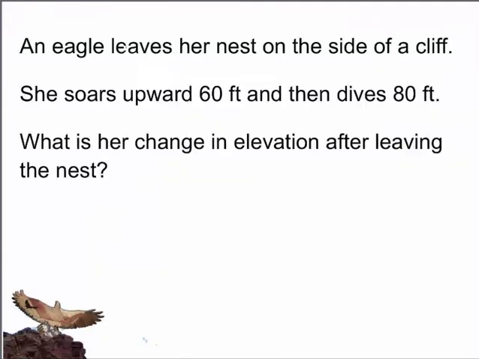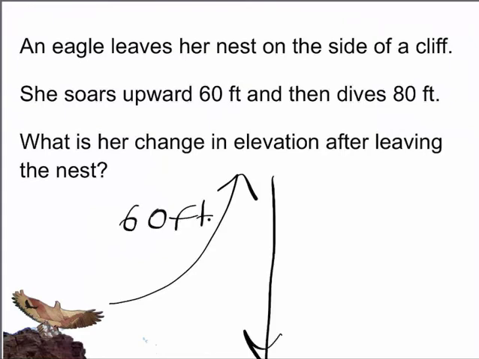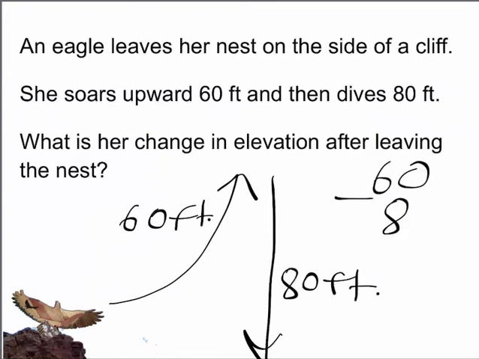Okay, here's another example. Again, I always think about drawing a picture. So if we're going up 60 feet, but then dropping back down 80 feet, you can see we do 60 minus 80. You can see the total difference in the elevation is negative 20 feet. If you wanted to also just say 20 feet down, that's okay as well.